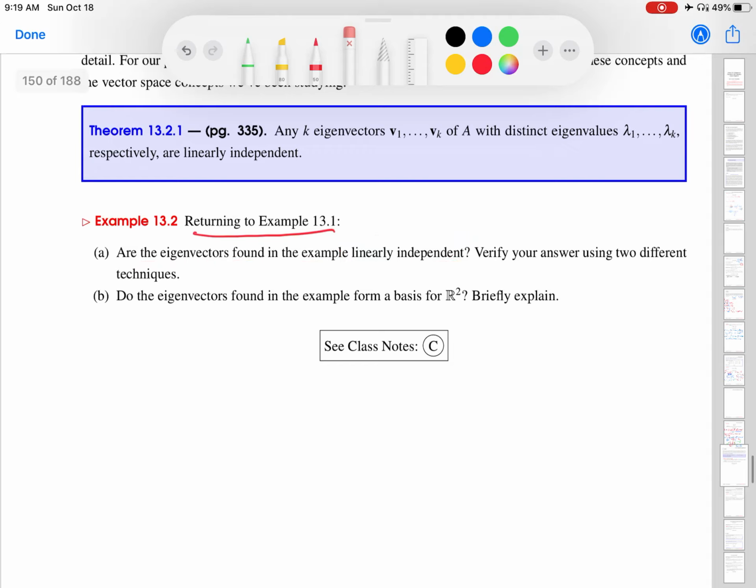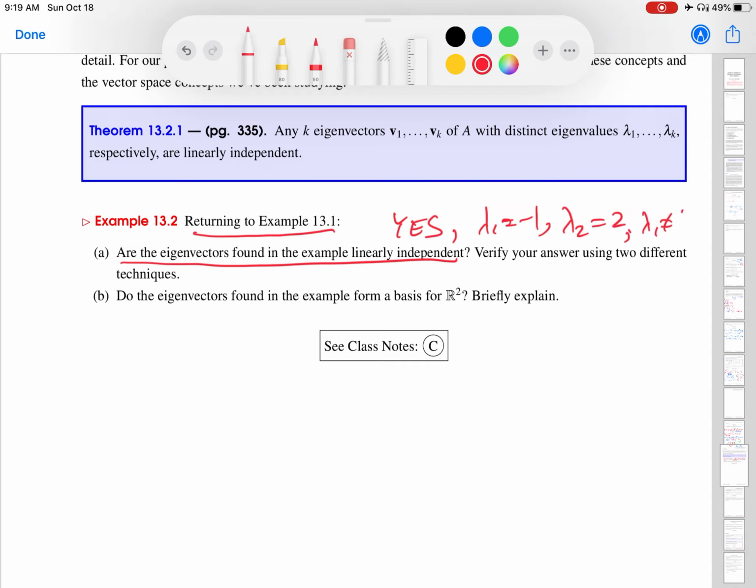So are they linearly independent? Yes. So I'm going to write, are they LI? Yes. Lambda 1 was -1. Lambda 2 was 2. Okay, and lambda 1 is not equal to lambda 2. Great. Verify your answer using 2 different techniques. So we just verified it using this theorem. What's another way we could verify it?